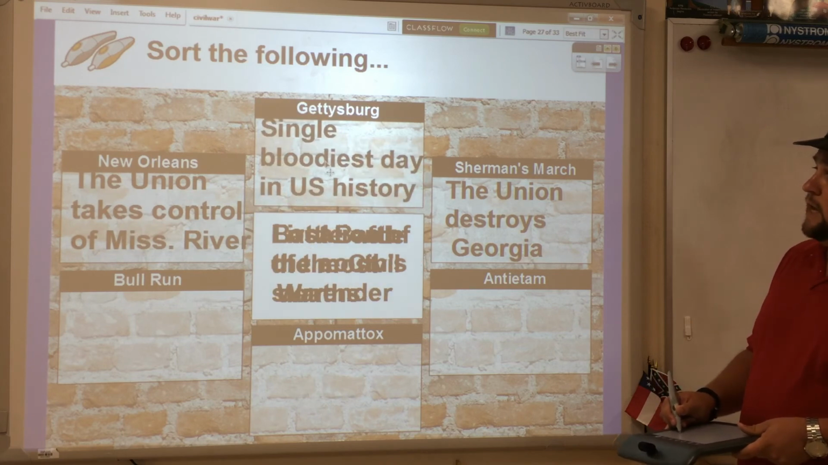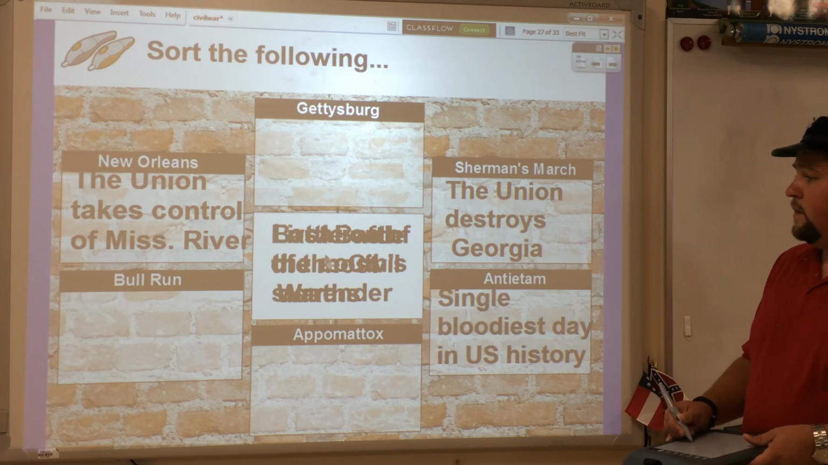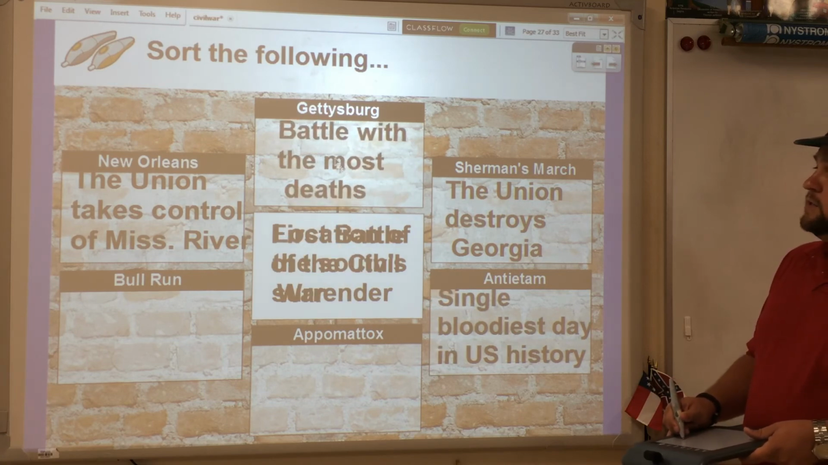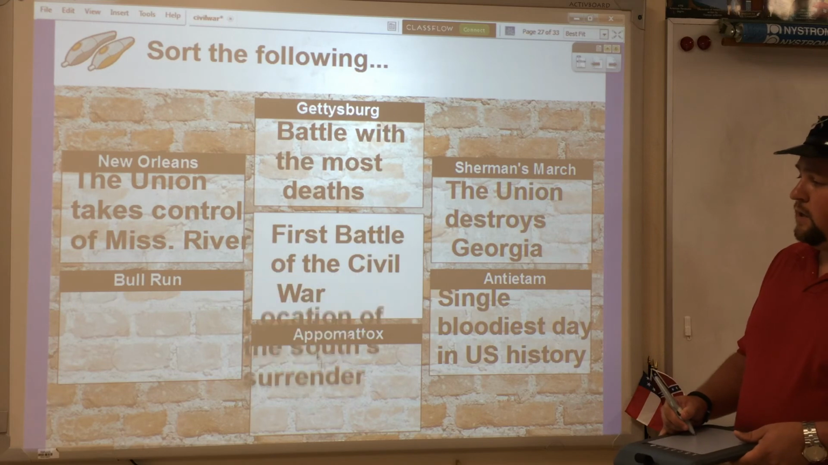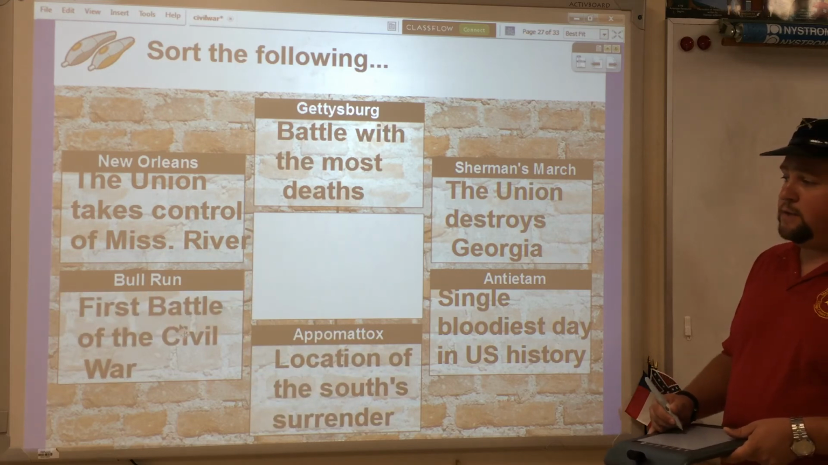The single bloodiest day in U.S. history would be Antietam. The battle with the most deaths would have been Gettysburg. The location of the South surrender is Appomattox, and the first battle is Bull Run.